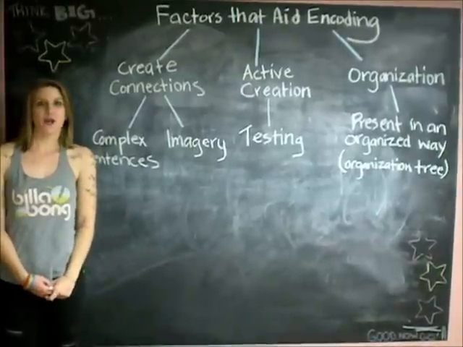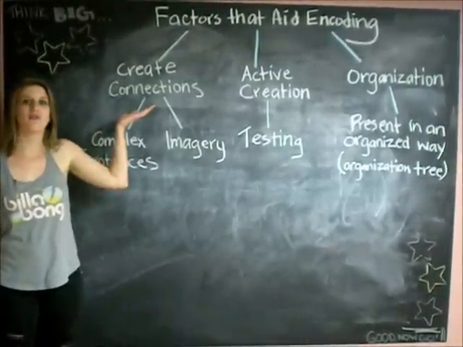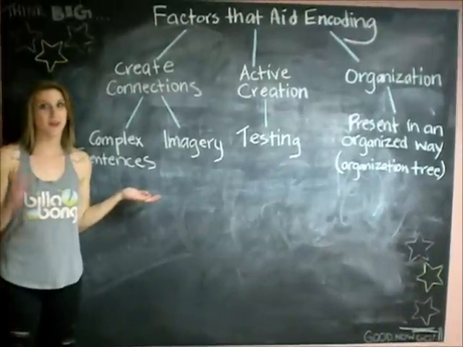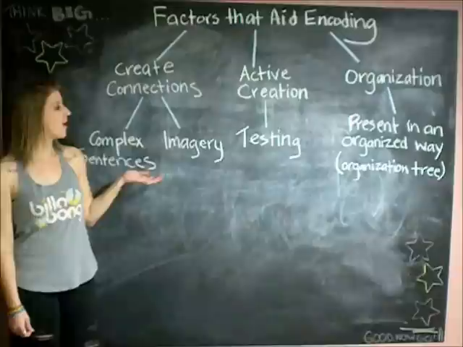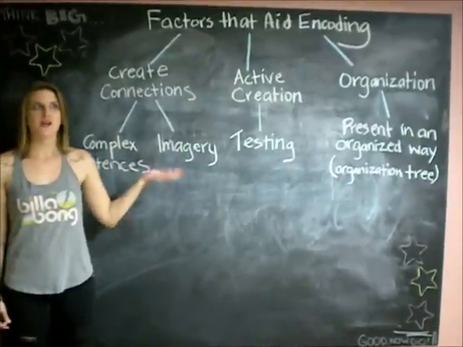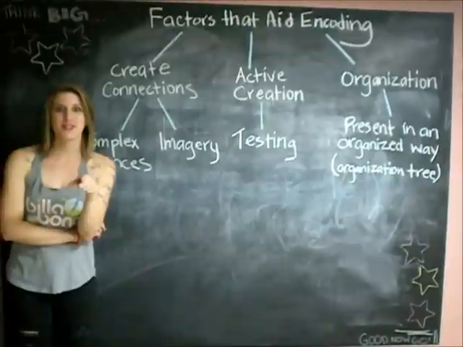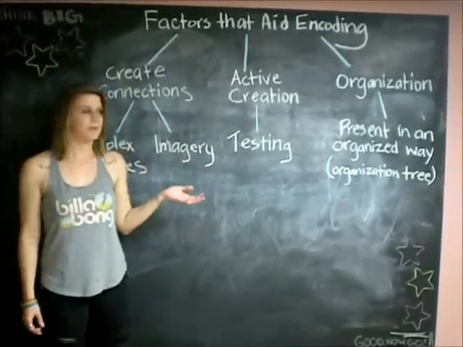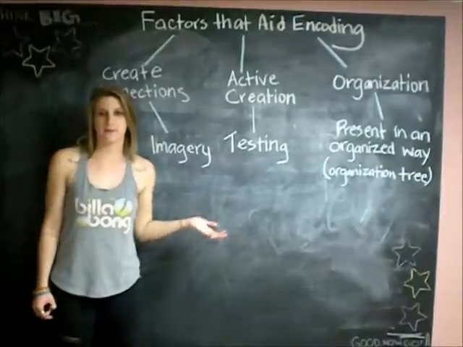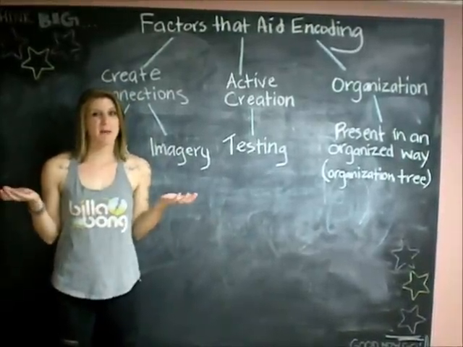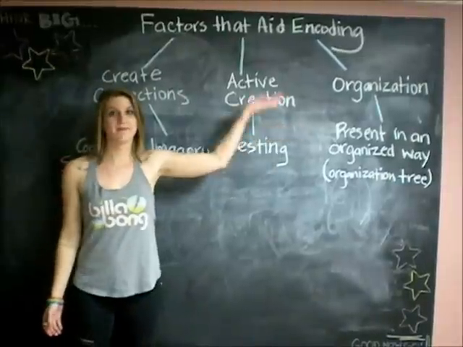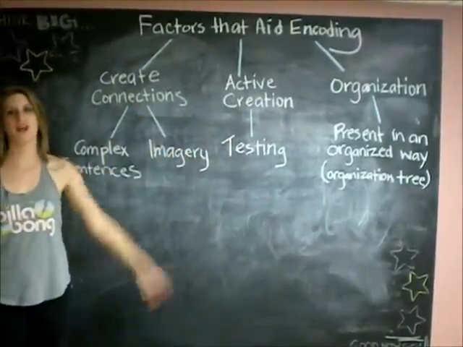Factors that aid in encoding. First, we have creating connections. We learned about complex sentences. Remember the rose? And we also learned about imagery. So, the pineapple in the shoe, for example. We also have active creation, which means testing. So, maybe exams are actually kind of good for us in the end. And organization. Presenting the information in an organized way.